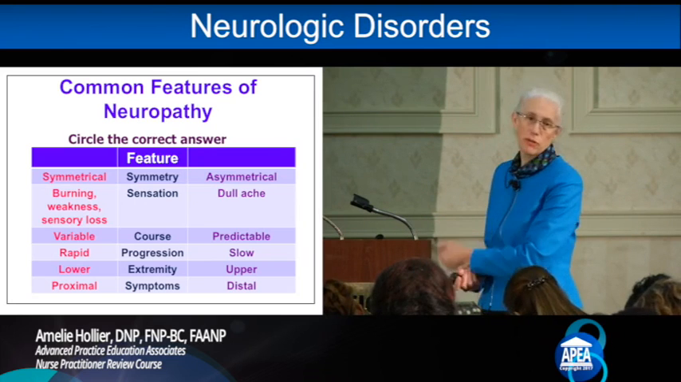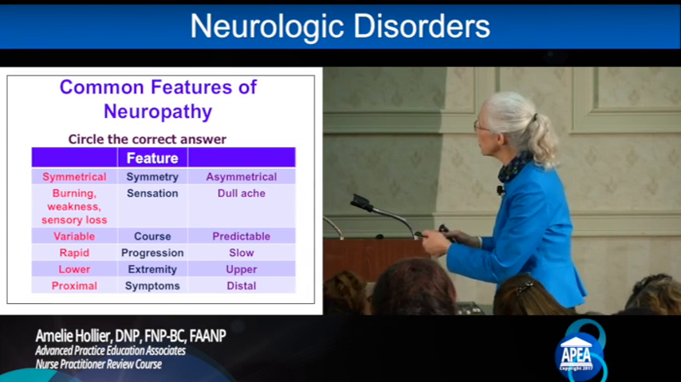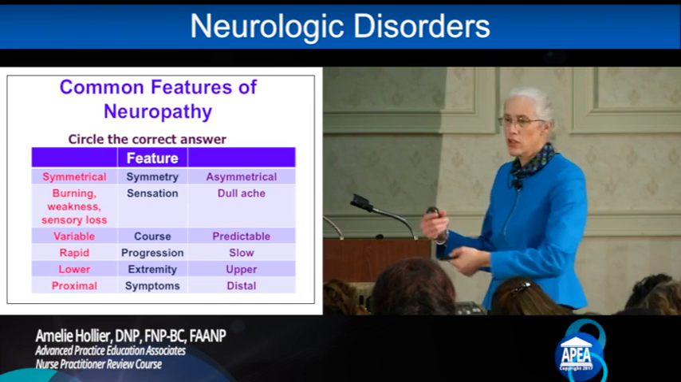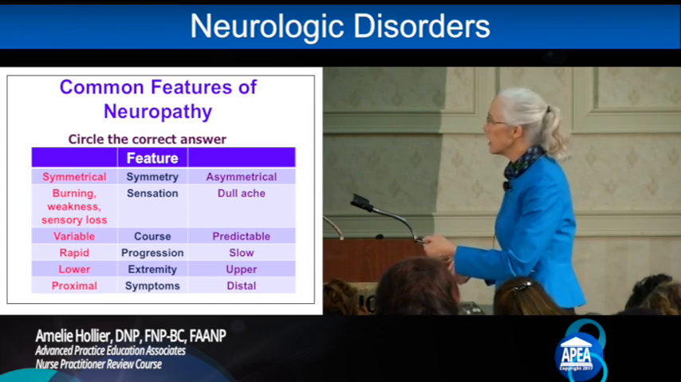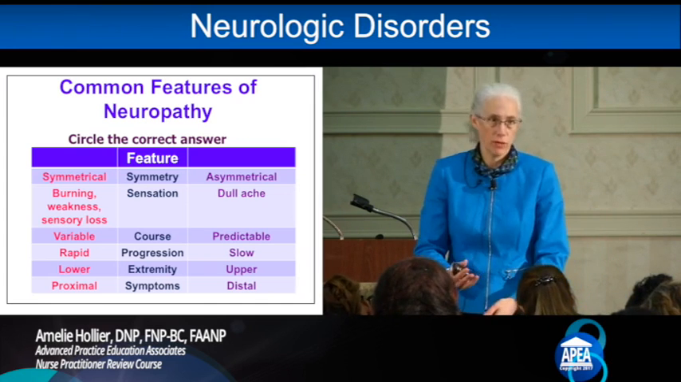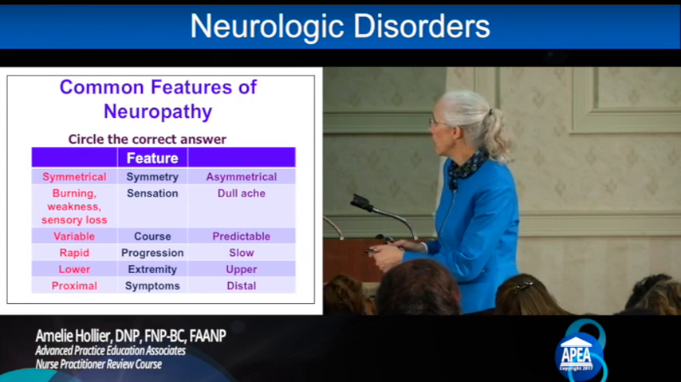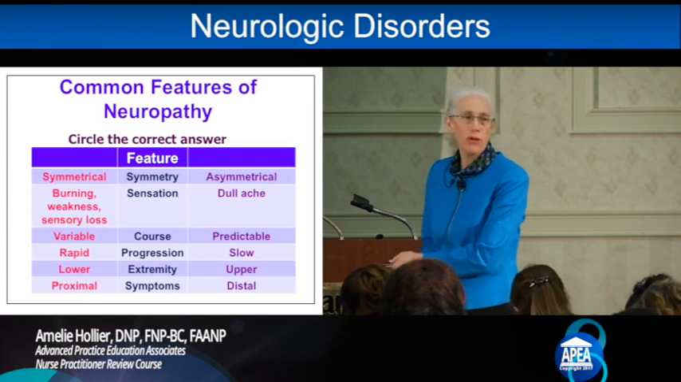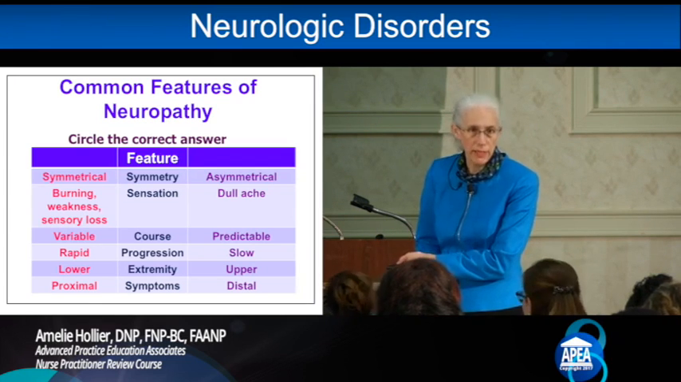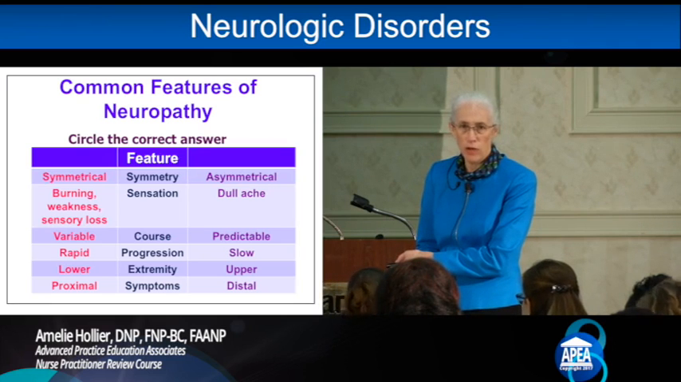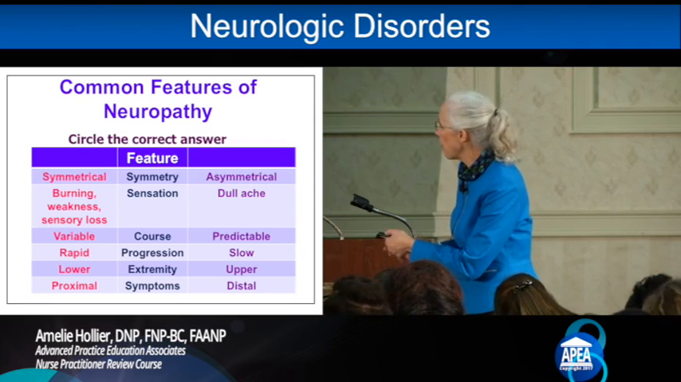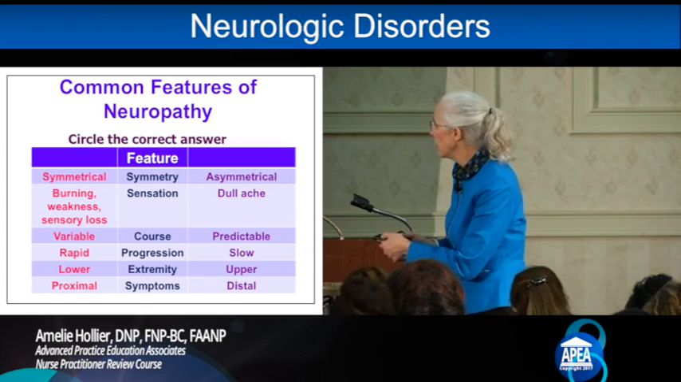When a patient has neuropathy, what's the sensation that they describe? Burning, weakness, and sensory loss. Circle it. When a patient has neuropathy, the course tends to be very variable. All right? It's very unpredictable. How quickly does it progress? Rapidly, right? So it doesn't come on over 10 years. It's a rapid progression. Circle rapid.